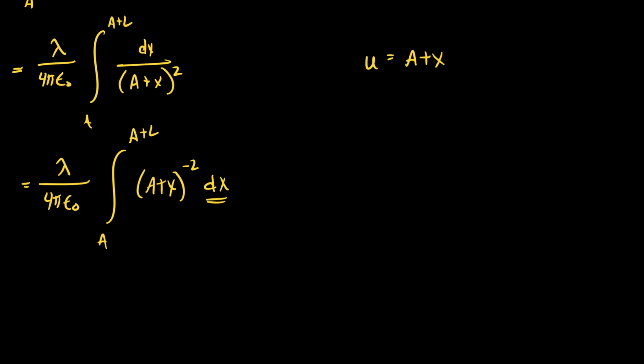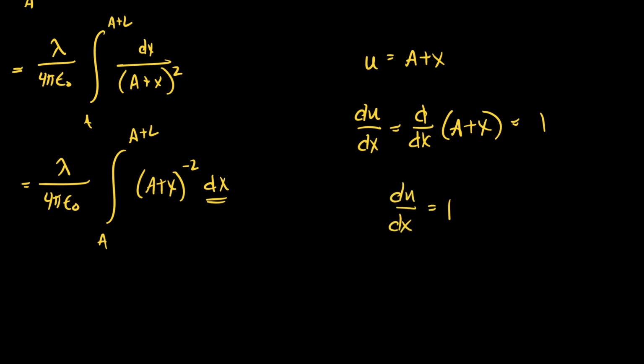So what I'm going to do is du dx, which would be d dx of a plus x, which I'm pretty confident is just 1, right? Because I would take the derivative of x with respect to x, that just becomes 1. Now, that means du dx is 1, or du equals dx.